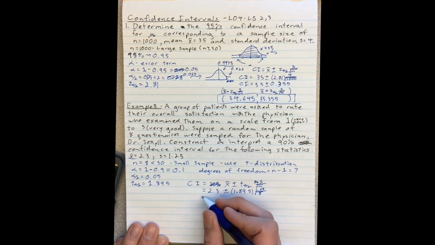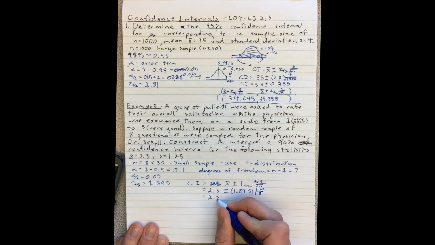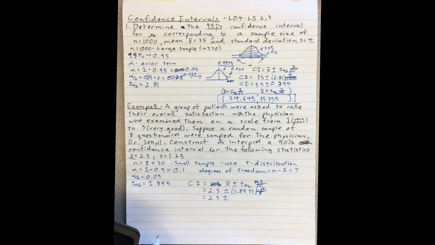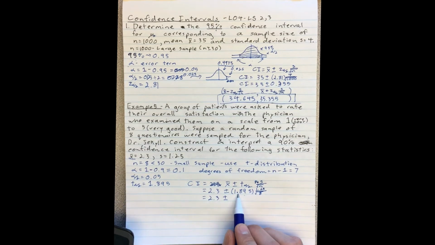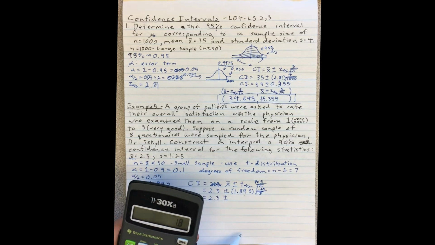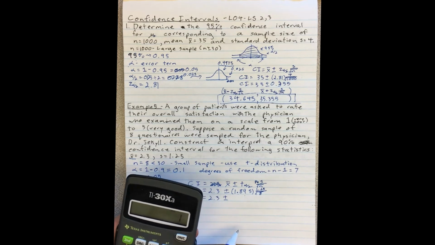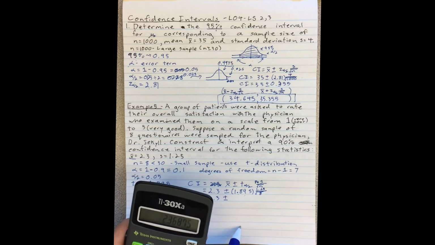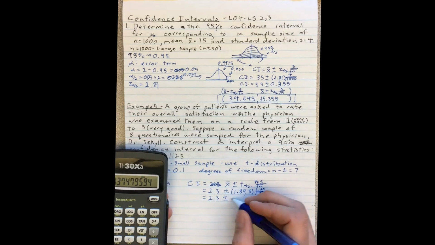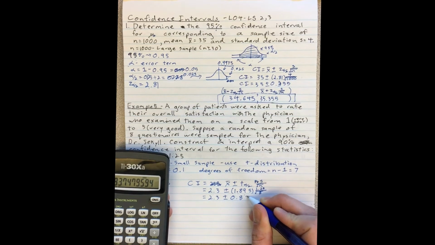Okay, so now we figure this out. This is 2.3 plus or minus, I'm going to just compute this little part in here. You might not be comfortable with fraction multiplication, but you can multiply this by the top and divide by the bottom. So 1.895 times 1.25 divided by 8, and I hit the square root button and I get 0.837.